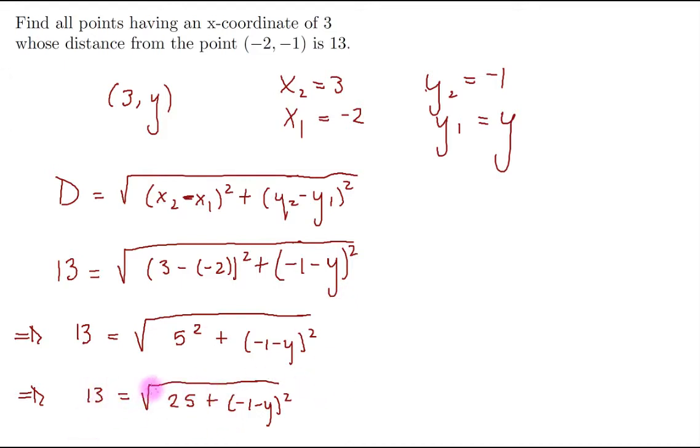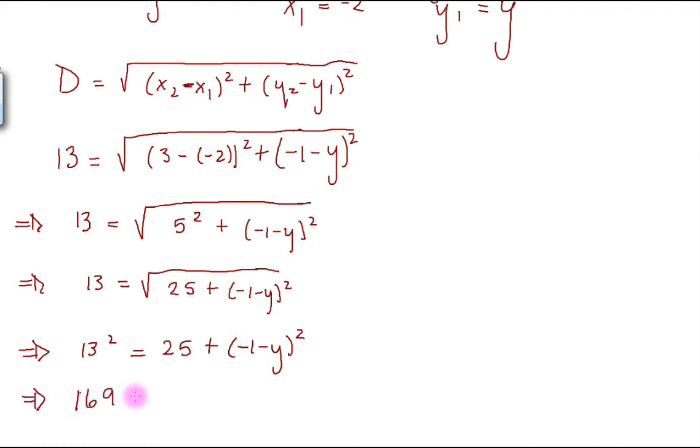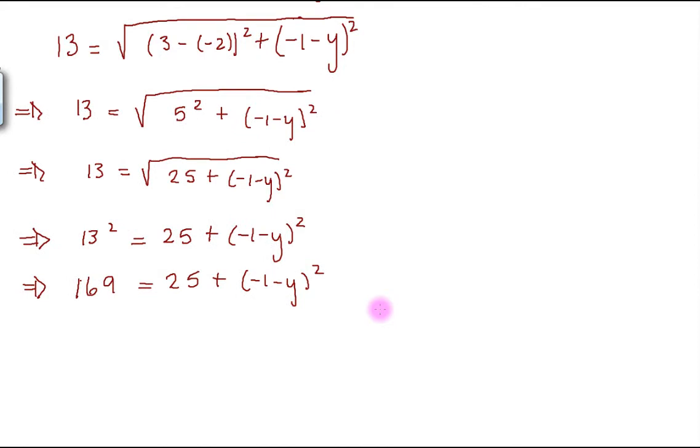Okay, now notice that from here, we have 13 equals the square root of this, right? So to eliminate the square root, what do we have to do? We have to square both sides. So this implies 13 squared equals 25 plus (-1 minus y) squared. But what is 13 squared? 13 squared is 169. 169 equals 25 plus (-1 minus y) squared.